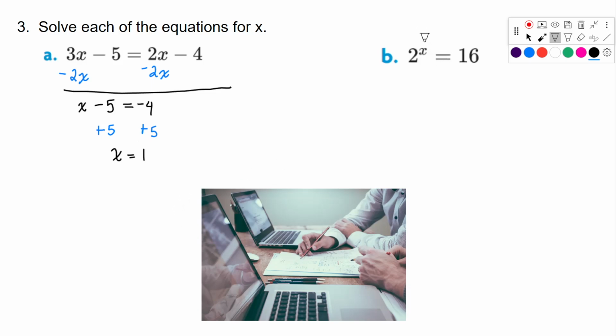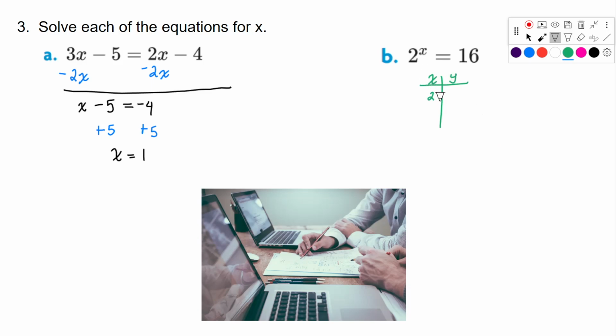B, we have an exponential equation, and the reason I call it an exponential equation is because our variable is an exponent. Now, we haven't covered how to solve an exponential equation, so you want to use more of a guess and check process to solve for x in this case. So what I would recommend doing is create an xy table and just plug in values.